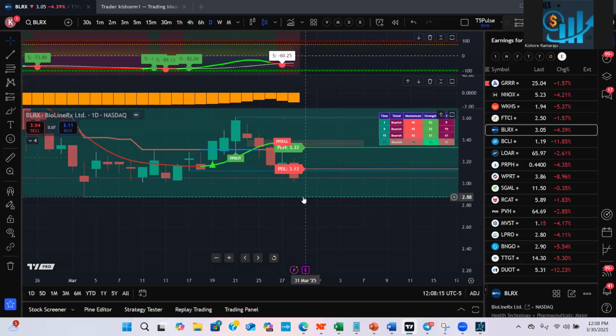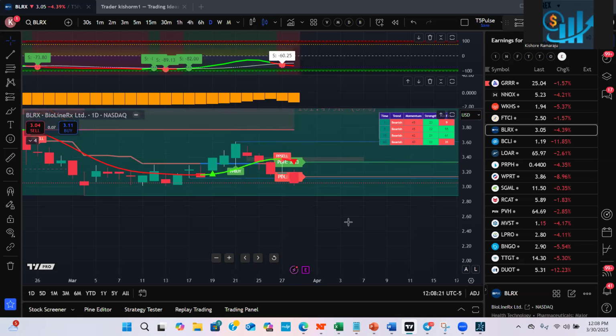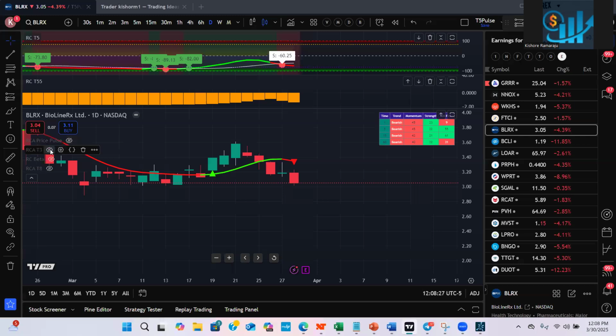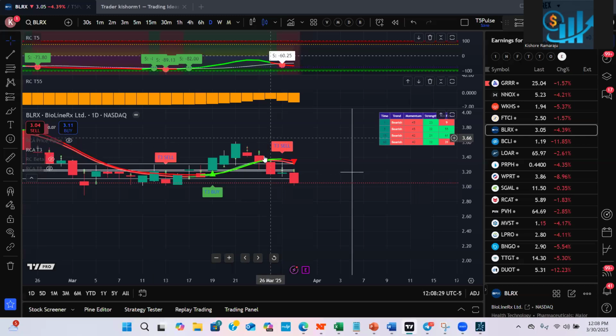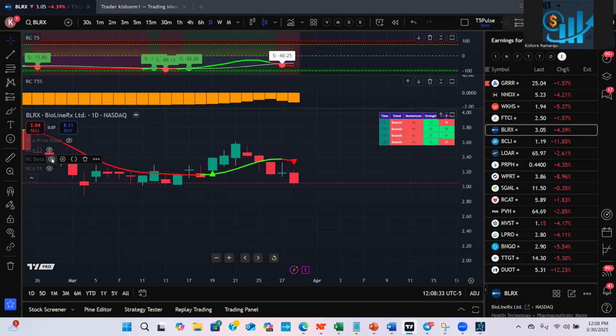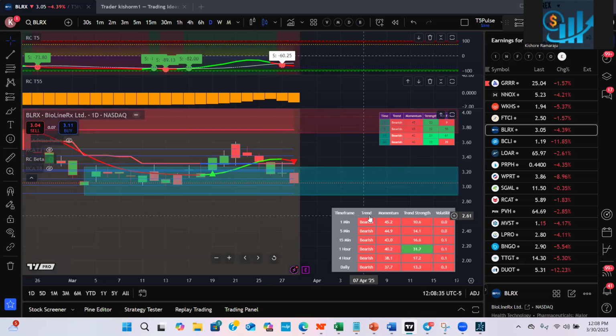But minimum, even if it does a double bottom, it may come all the way to 2.88. So we don't see any big companies ready to buy it. So now let's go back and hide this. Now go to T3. T3 shows it is in a sell. It is bearish. We go to beta. It shows complete trend is bearish, momentum bearish, trend strength is bearish.